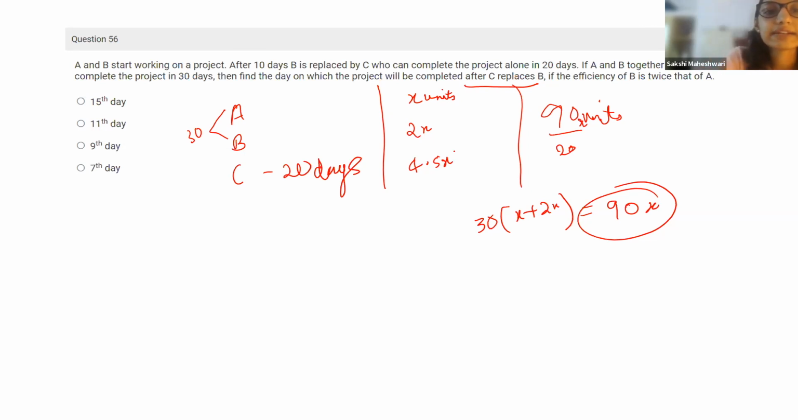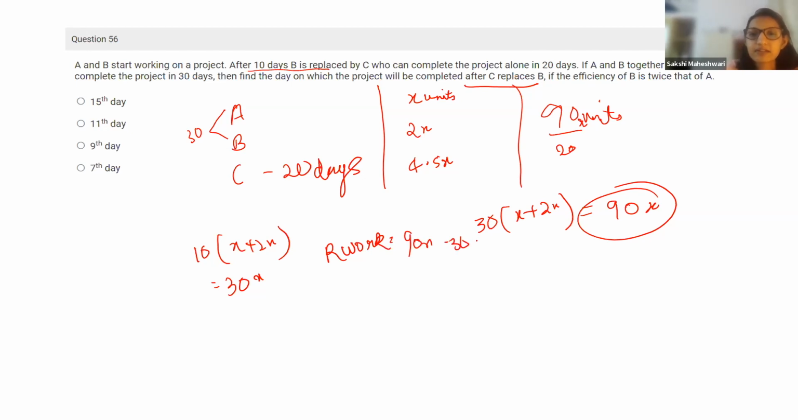So now A and B have worked 10 days, okay? After 10 days B is replaced. So that means they worked for 10 into (x plus 2x). This gives me 30x. Now the remaining work is 90x minus 30x, right? This gives me 60x, okay? Now A and C will work together. So A and C will do x and 4.5x. Each day they are completing 5.5x.